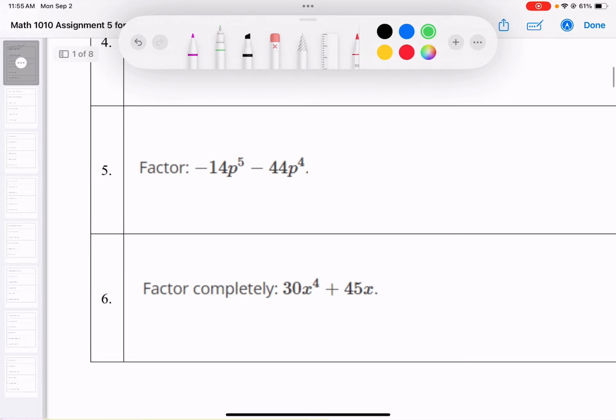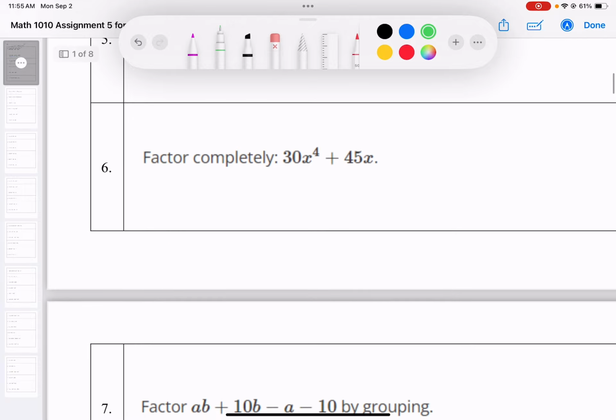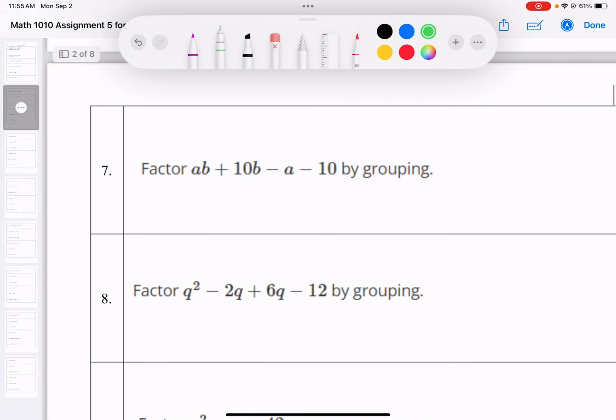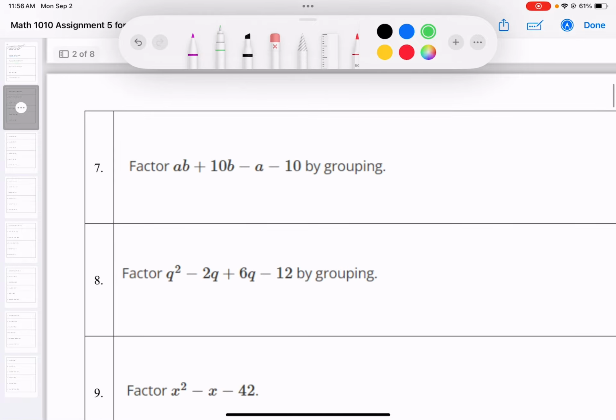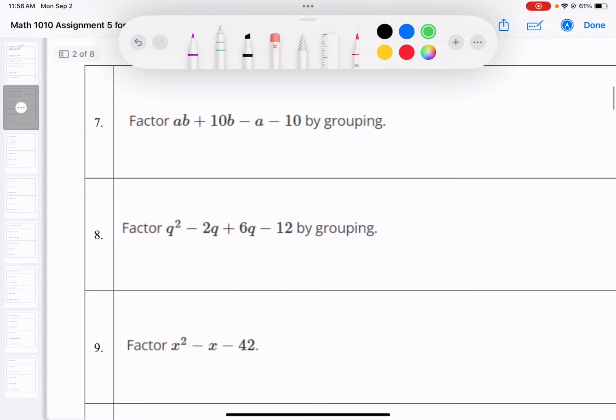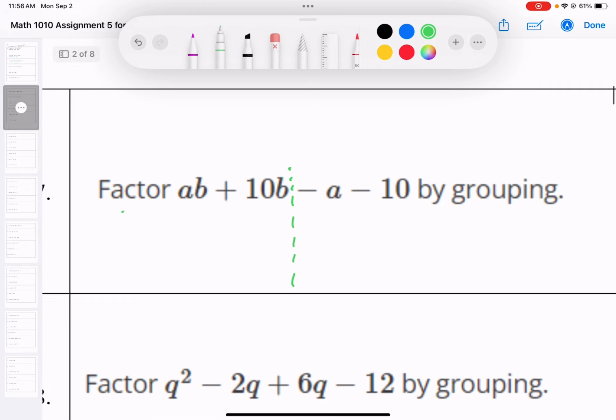Let's see. No, let's factor by grouping. Yeah, let's do this one. It's got 2 variables in it, so that's fine. Here, I can pull out a b, so that leaves me with a plus 10. And then I know that this has to be a plus 10. Well, it's already a minus 10, so I'm pulling out just the negative 1. So I got b minus 1, a plus 10.